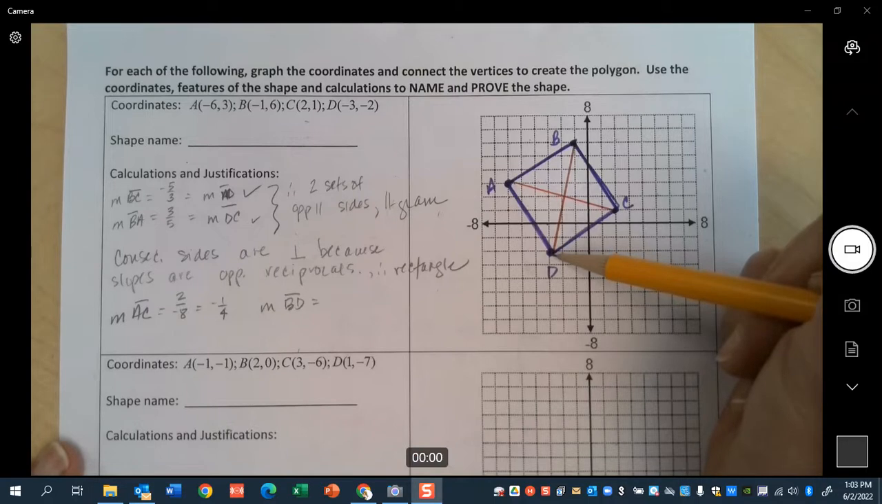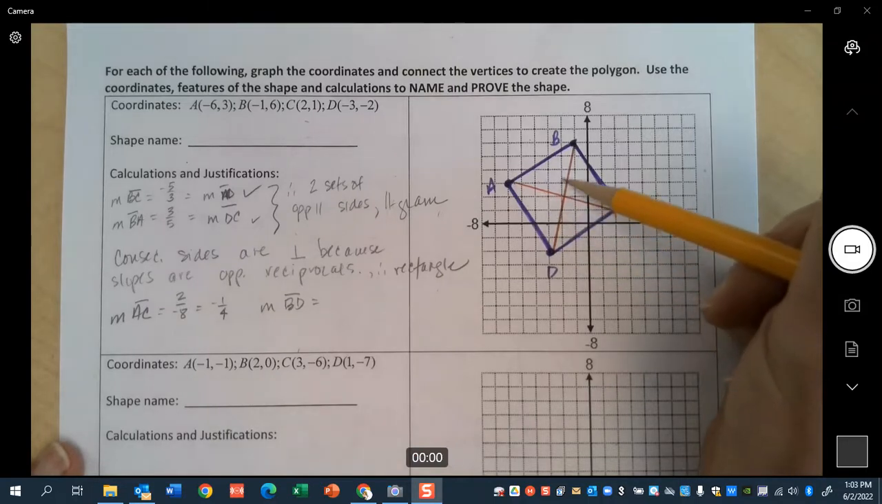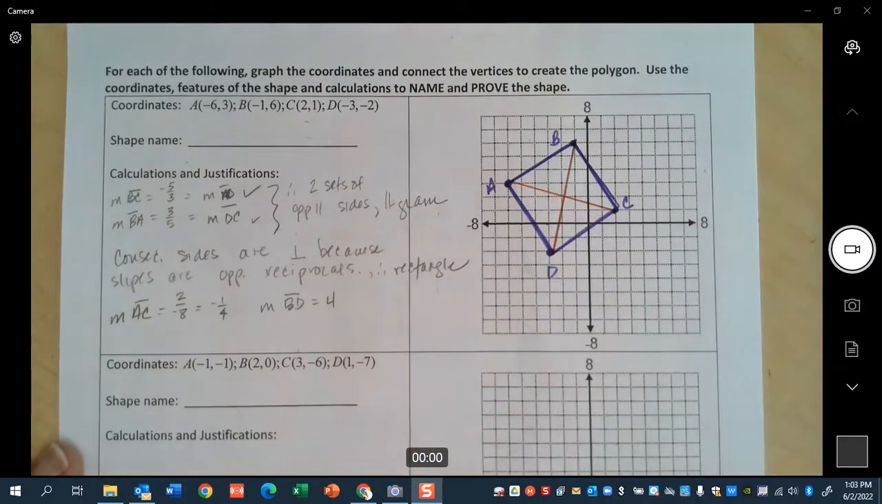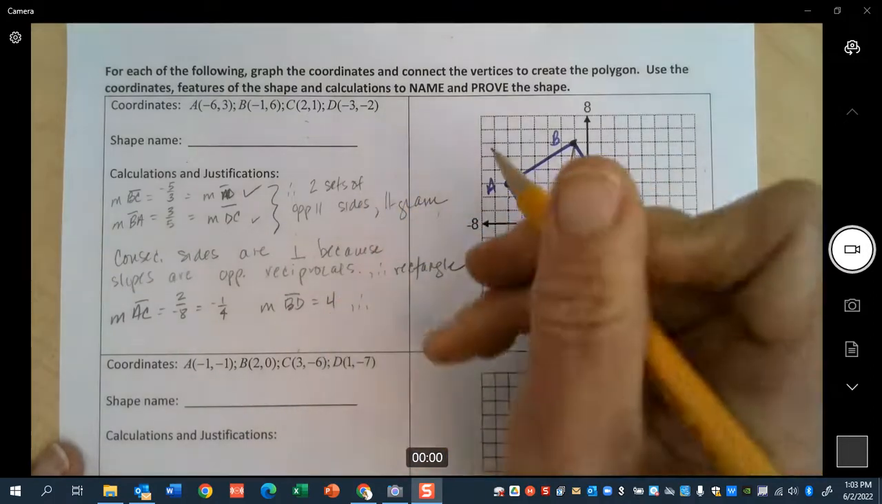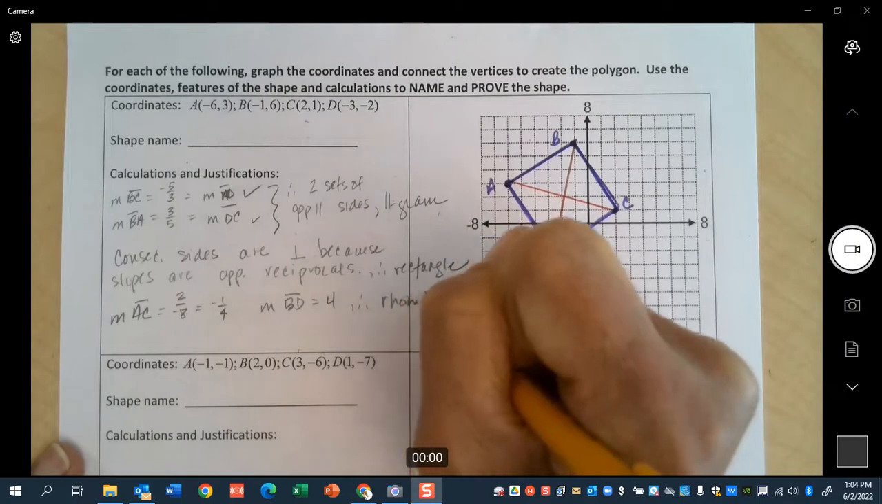Opposite reciprocal, which is what? 4, 1. Yes. Therefore, rhombus.